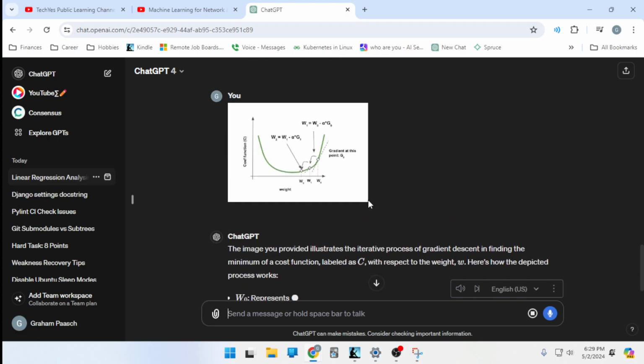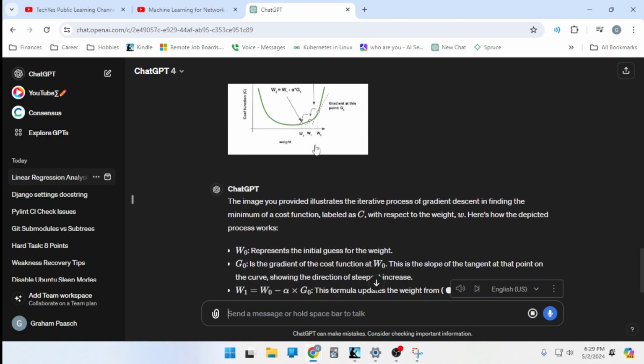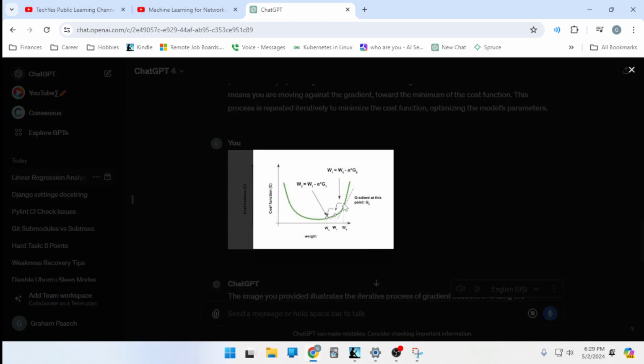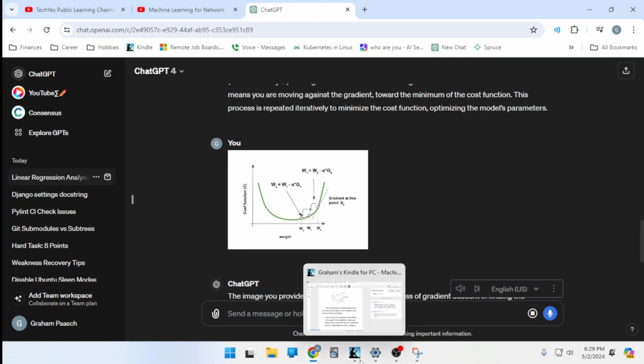The image you provided illustrates the iterative process of gradient descent and finding the minimum of a cost function, labeled as C, with respect to weight, w. Here's how the depicted process works. W0 represents the initial guess for weight. G0 is the gradient of the cost function at W0. This is the slope of the tangent at that point on the curve, showing the direction of steepest increase.